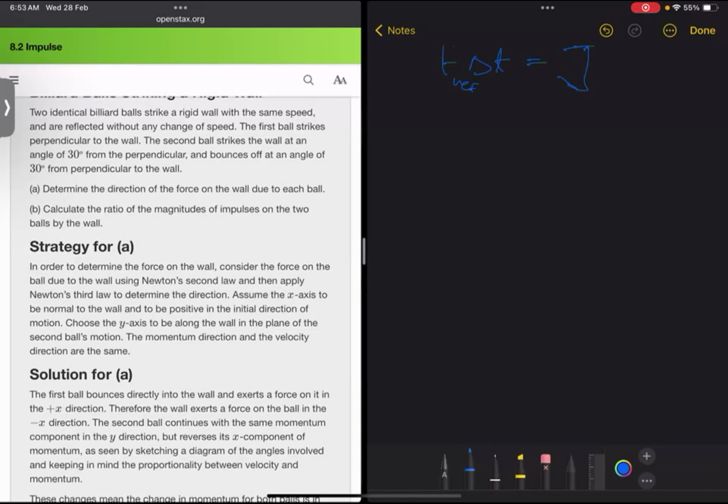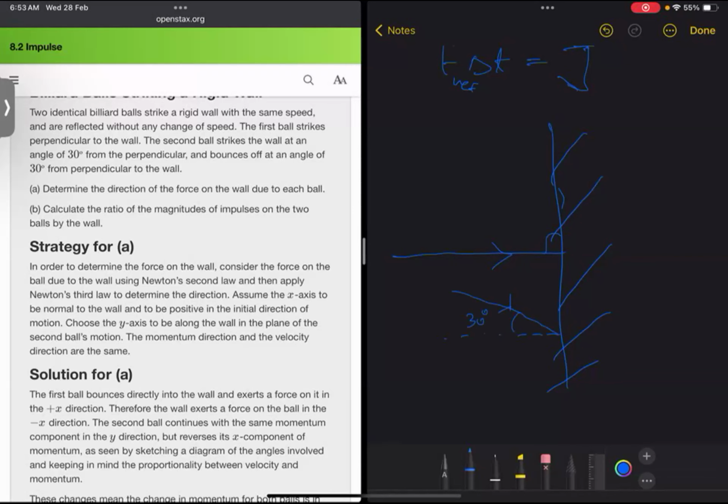The first ball strikes perpendicular to the wall. So this is the wall, and the first ball strikes perpendicular to it. And what is happening with the second ball? The second ball strikes the wall at an angle of 30 degrees from the perpendicular. Let's say this is the perpendicular. So it strikes at an angle of 30 degrees with the perpendicular, like this.